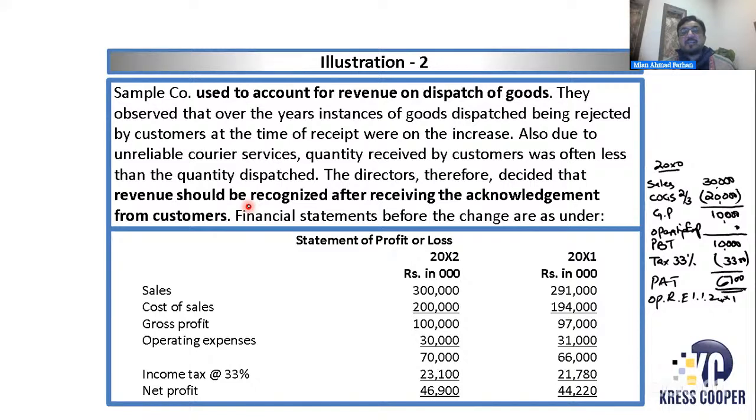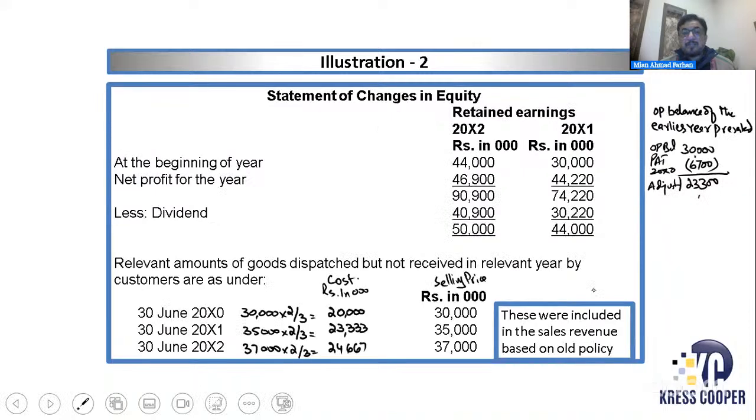So change in this accounting policy will cause an impact in the number of sales revenue. The financial statements before the change showed that sales in the current year was 300,000, and in the previous year 291,000. Just leave the other information for the time being and jump to the next slide. So the sales of 300,000 and 291,000 based on the current scenario will be changed, and the relevant amounts of goods dispatched but not received in the relevant years by the customers are as under.